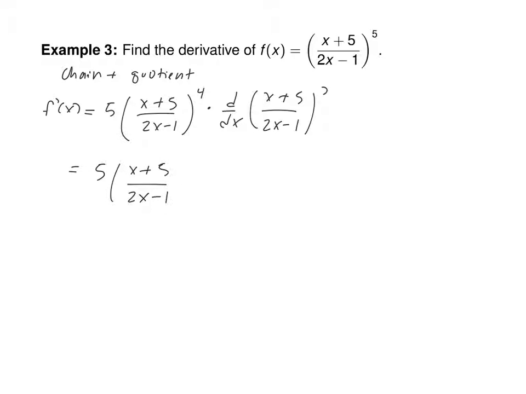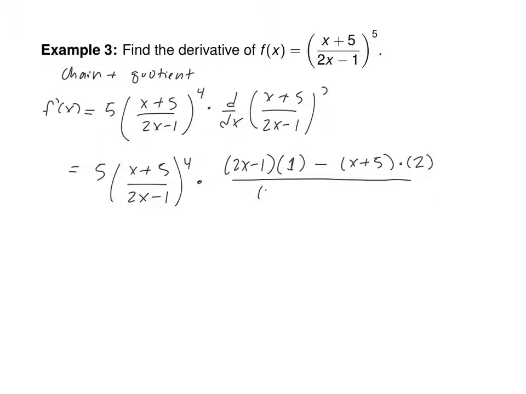So I'm just going to copy it down to the next line. And then the derivative of the next thing, you've got to use the quotient rule. So that's low d high. What's the derivative of that upper function? Yep. Low d high minus high d low, which is 2, great, over 2x minus 1 squared. Great, good.